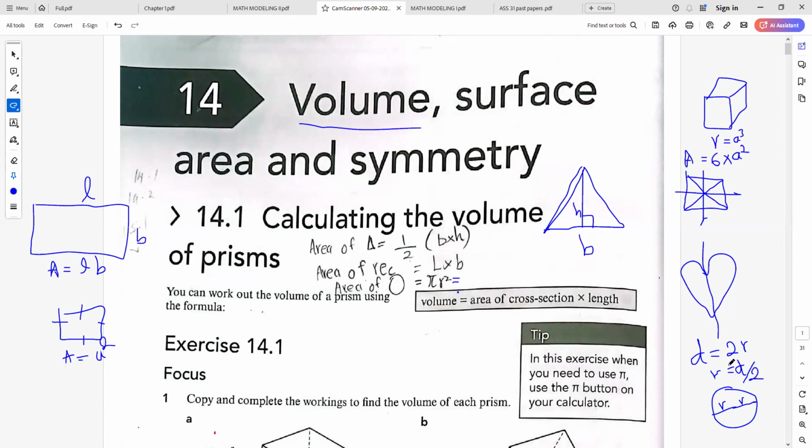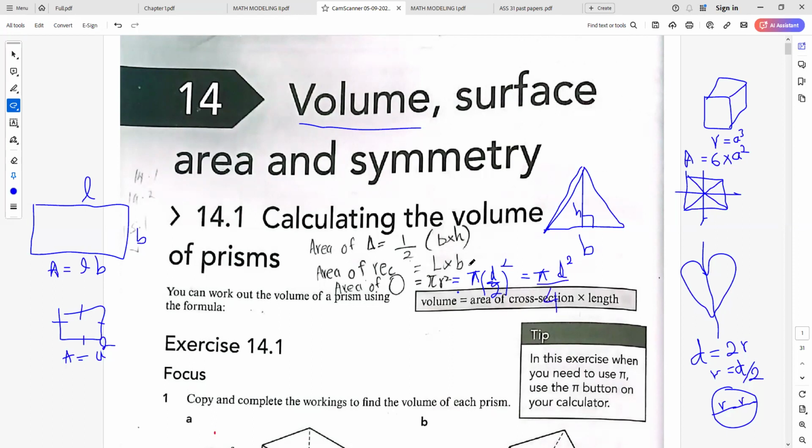If I substitute this d by 2 instead of r in this equation, I will get pi (d by 2) whole squared. Now this will become pi d squared by 4.